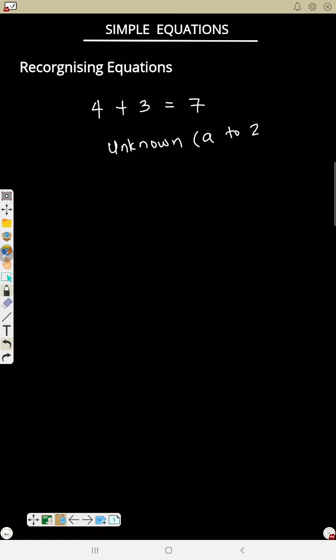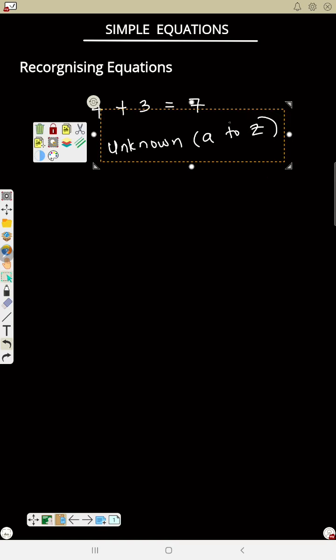So this is arithmetic equation because it does not involve alphabet, or we call it unknown. It does not involve unknown. The unknown can be A to Z, any alphabet from A to Z. So that is unknown. So now if there is no unknown, that is, if it is ordinary number, then it is arithmetic equation.